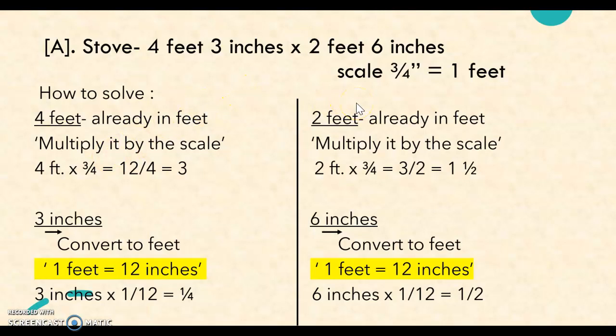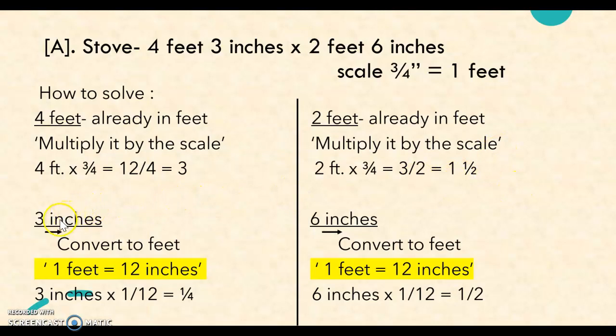On the other hand, we take 2 feet, and we know that it is already given in feet. So we don't need to convert it into the unit. We directly follow the next step, which is to multiply it by the scale. It is the same step as we did earlier in the case of 4 feet. So we directly multiply 2 feet into 3 by 4, which gives us 3 by 2. And now we'll be converting this 3 by 2 into a mixed fraction, which is 1 and 1 by 2.